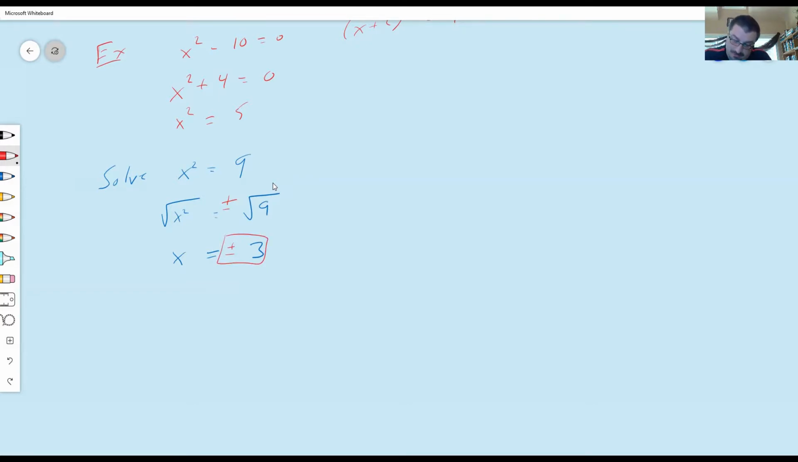And if you check yourself, x equals 3, 3 squared equals 9, 9 equals 9. So it's the positive version. If we check x equals minus 3 squared, does that really equal 9? Yes, 9 equals 9. So every time I take the square root of both sides, I have to say plus or minus.